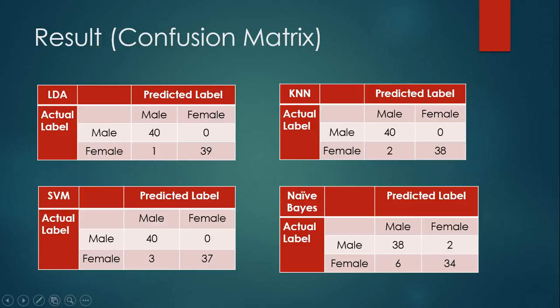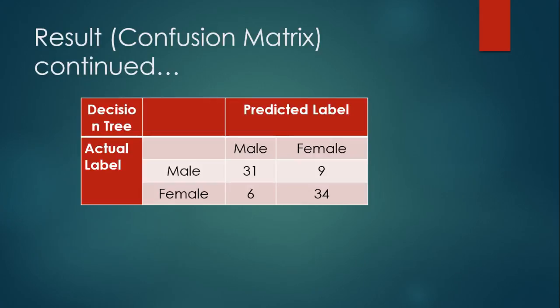For KNN, all the male classifications were correct, and for females there were two wrong classifications. For SVM, all the classifications of male were right. For females, there were three wrong classifications. For naive Bayes, 38 classifications of men were right, and two were wrongly classified as females. And for female images, 34 were rightly classified as females, and 6 were wrongly classified as males. So you can see the classification for naive Bayes is not that good.